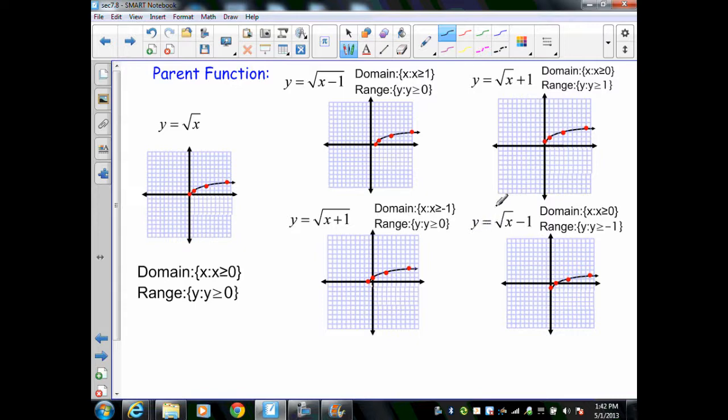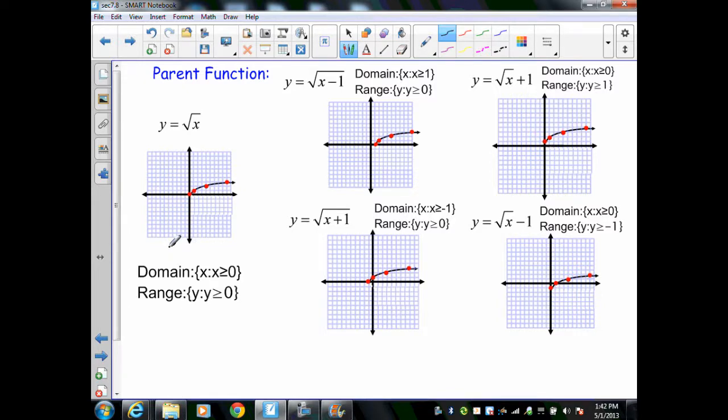Here I have y equals the square root of x, and then it says minus 1. The minus 1 is on the exterior of my radical. That is a vertical shift down. That's a representation of my parent function, but every ordered pair is shifted down 1 unit.